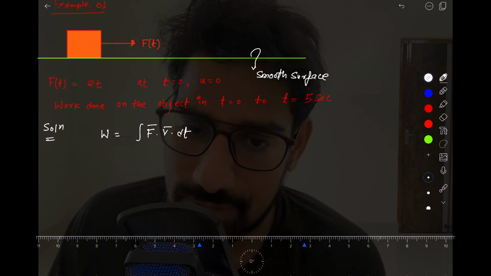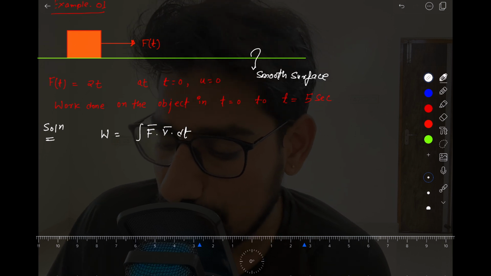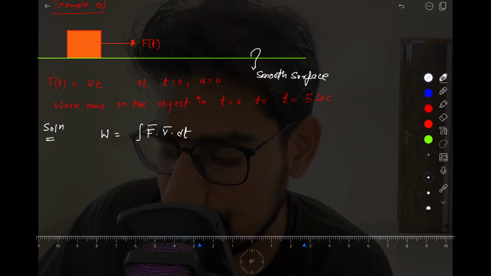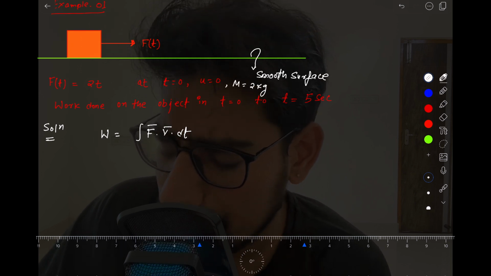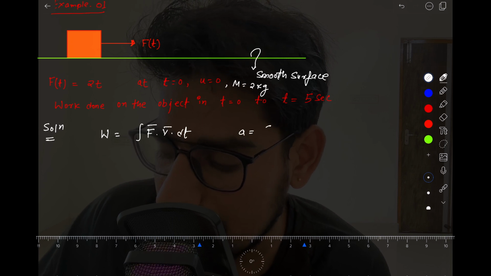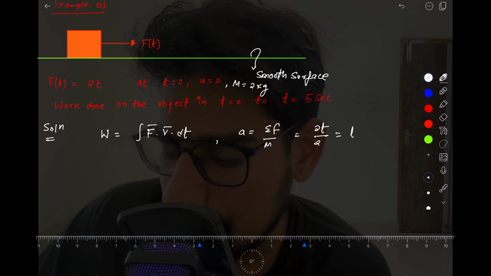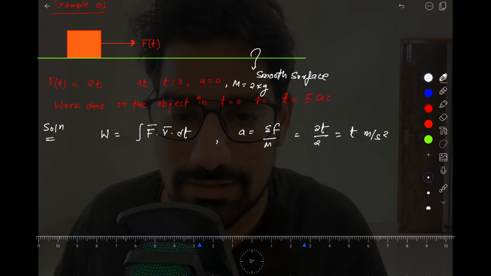It's from the acceleration function, right? So we know that this force is 2t. Let's suppose the mass of this object is 2 kg. Then we can say acceleration is basically total force divided by mass, from Newton's laws of motion. So that becomes 2t divided by 2, which is t meter per second square. So we got the acceleration function.